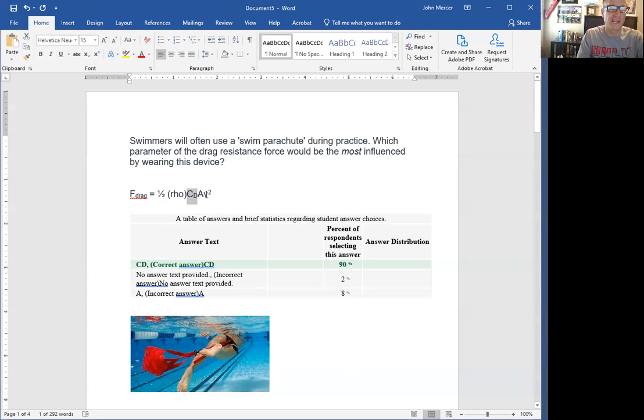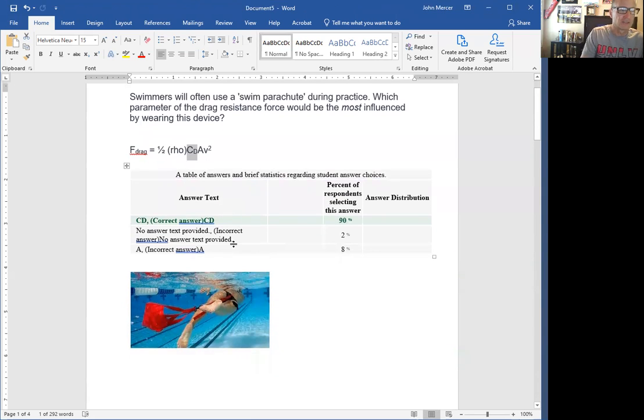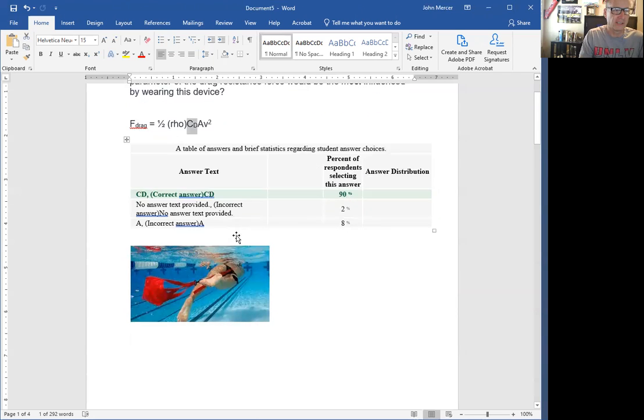V is going to change naturally, and that's why I don't actually include this in the equation, because V is going to be influenced because CD is influenced, and the person can only generate so much propulsion force. There's this interplay between propulsion force and resistance force, both related to drag force. And so the person ends up swimming slower when this drag force is increased because the propulsion force is still the same. All right, so the correct answer is CD, and that's a lowercase d in the answer.